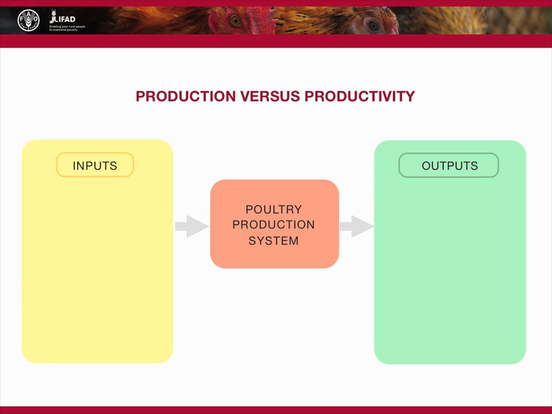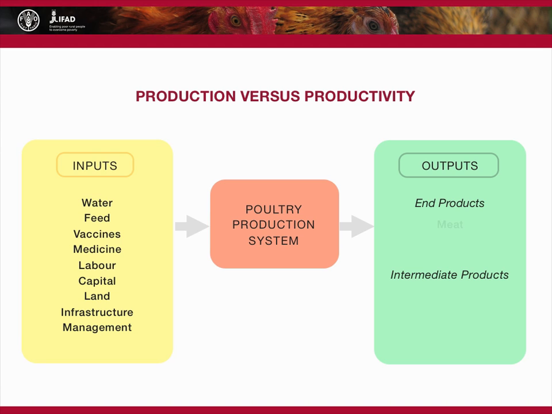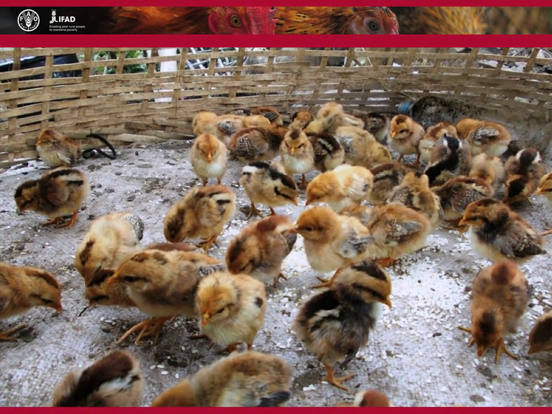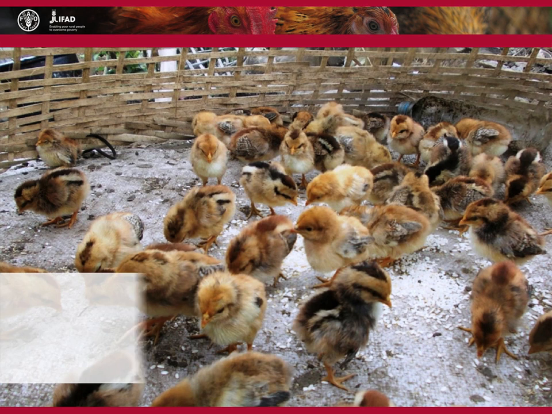For semi-intensive and larger poultry production systems, the general inputs are water, feed, vaccines, medicine, labor, capital, land, infrastructure, and management. The general products are meat, eggs, feathers, day-old chicks or ducks, growers, and manure. In a poultry system, there are different inputs and different products.